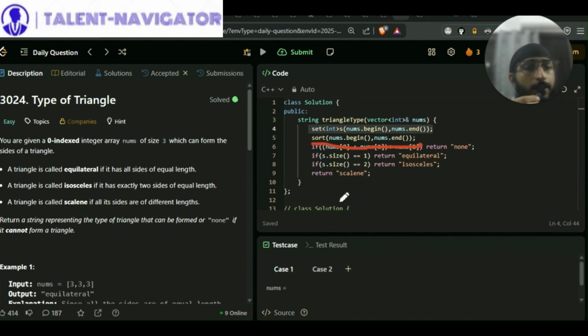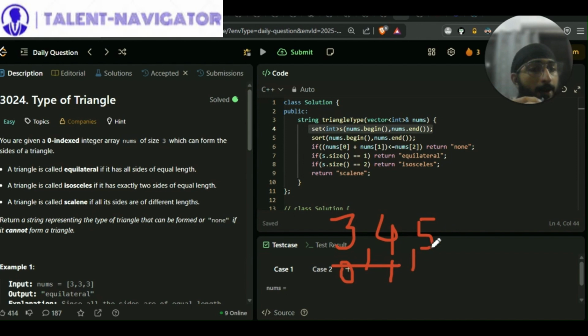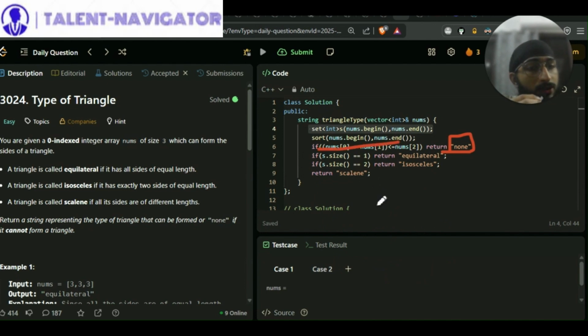And we also need to sort it, right? Once we sort, we get the vector in ascending order. So we'll get the minimum two elements at the 0th and the first index. Let us say we have 5 at the second index, so that is the third position. After sorting nums, we can check if nums[0] plus nums[1] is less than or equal to nums[2]. If the addition of these two is less than or equal to nums[2], then it cannot form a triangle, right? So that is why we return none, because we have to ensure that the sum of any two sides, or the sum of the minimum two sides, is greater than the third. Only then can we actually satisfy the condition of a triangle.